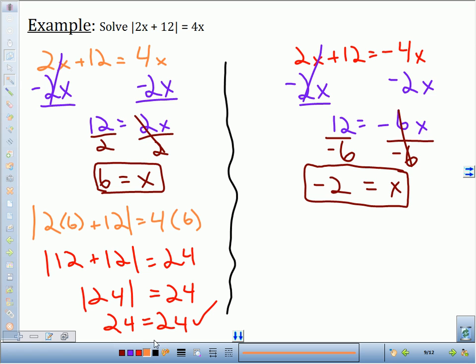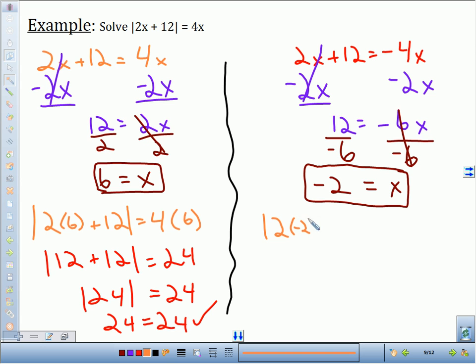On the other side, I need to do the same thing. Now, a common mistake to make will be to plug your x value back into the equation you started with. But that's not what we're doing. What we're doing is plugging the x value that we got into the original equation.